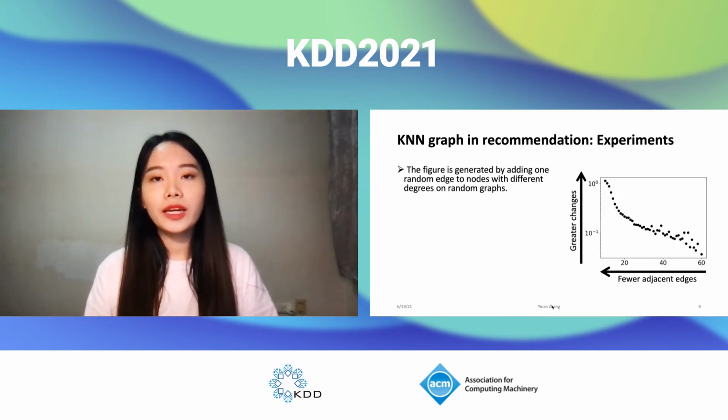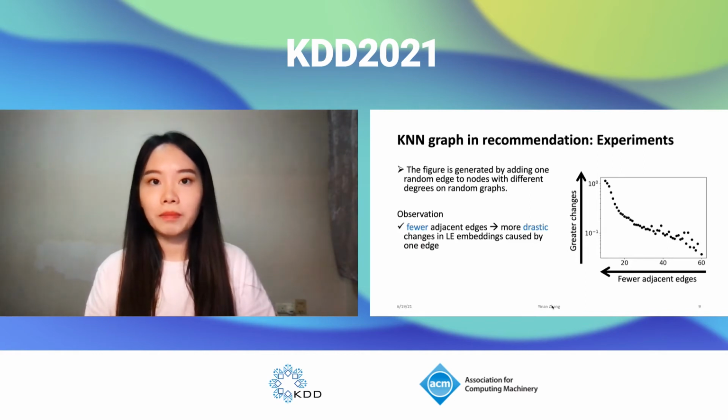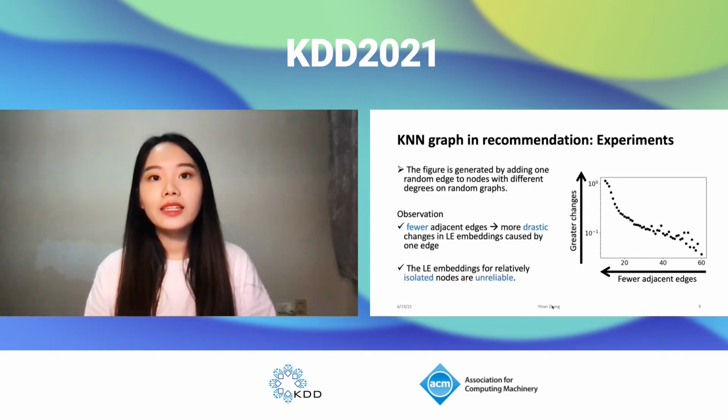We perform a simulation by adding random edges to nodes in random graphs. We record the original degrees of nodes and the changes in the LE embeddings after adding the edge. The results are shown in this diagram. Graph nodes with fewer adjacent edges experience more drastic changes in their LE embeddings. This indicates that the LE embeddings for relatively isolated nodes are unreliable because a single missing edge can cause large changes.